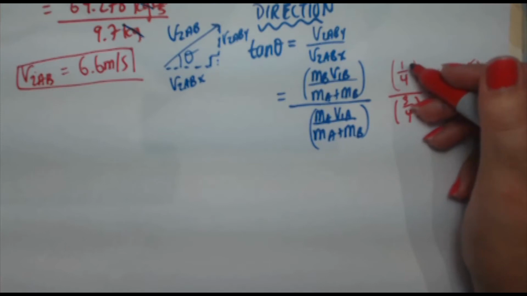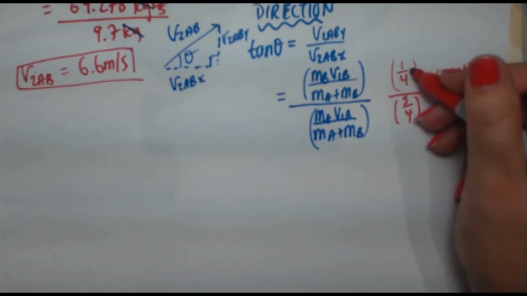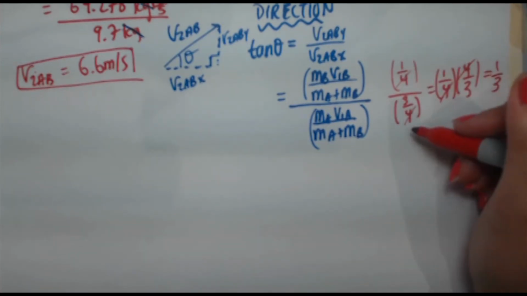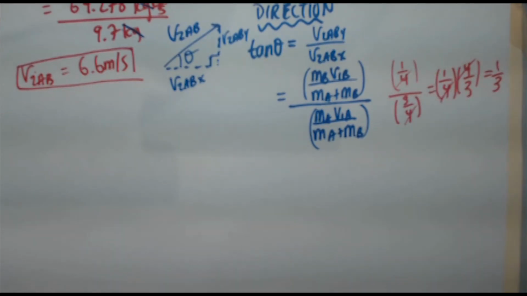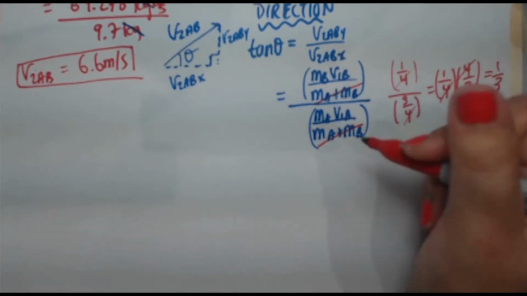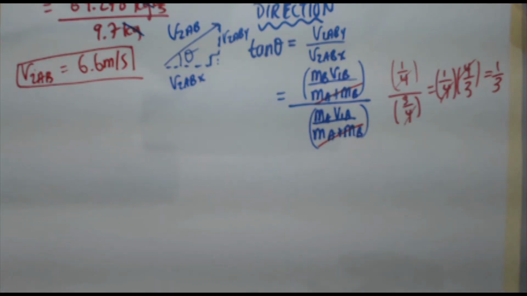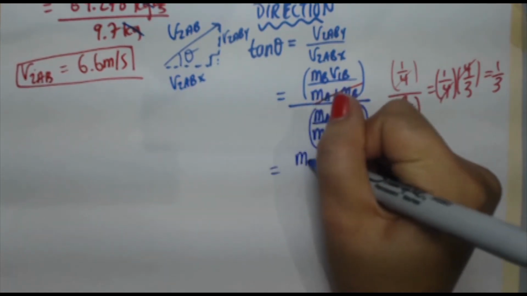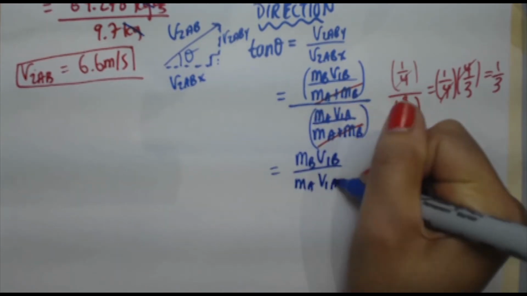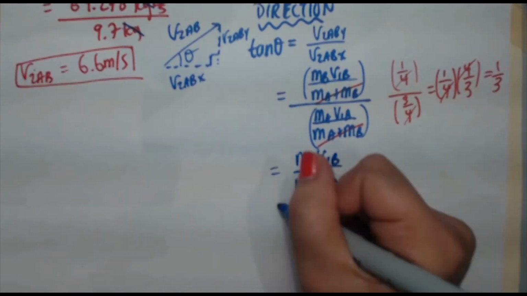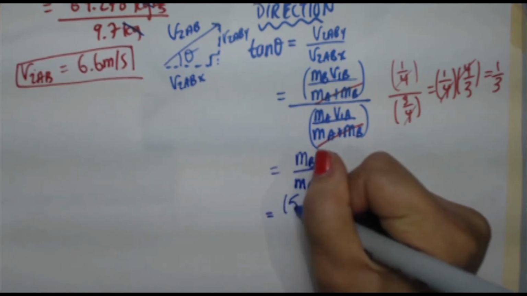So from this point of view, if you have a fraction divided by a fraction, you cancel out the denominators if they're the same, or you can simplify them and you're left with whatever result you have, 1 over 3, for example. So here, the two denominators are the same, so I can cross them out. Okay, so all I'm left with is MB V1B over MA V1A. Remember, this is tan theta we're solving for. So plug in your values.